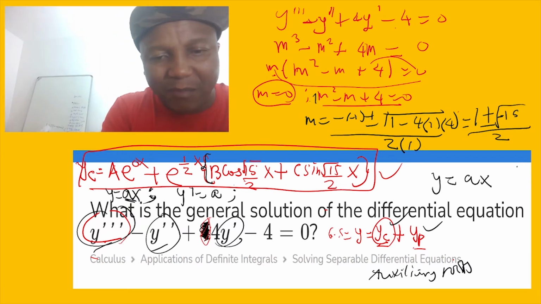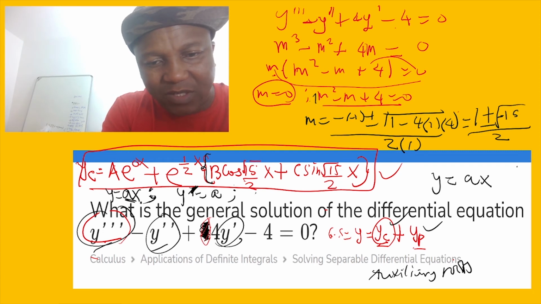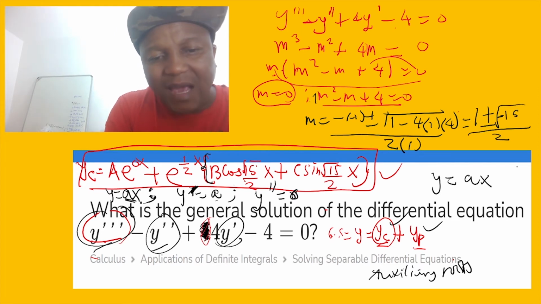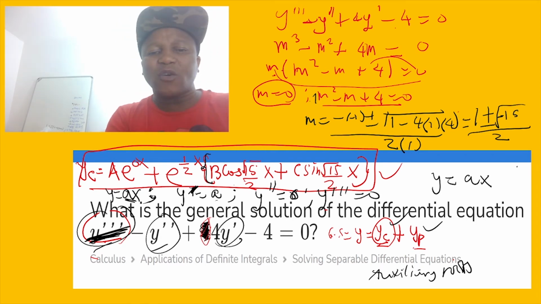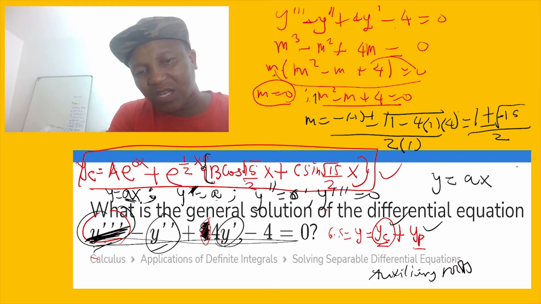Let's get the second prime. This is like a first prime with something on top. Y second prime, if you differentiate this a, is going to give you 0. And the last one, what is the third prime? So y triple prime is also equal to 0. So we take all those values and then we're going to substitute in this equation here.